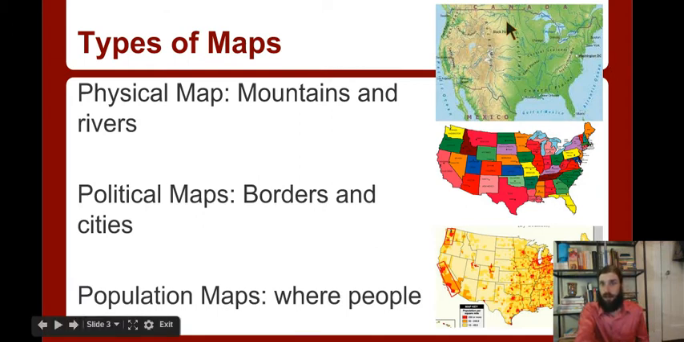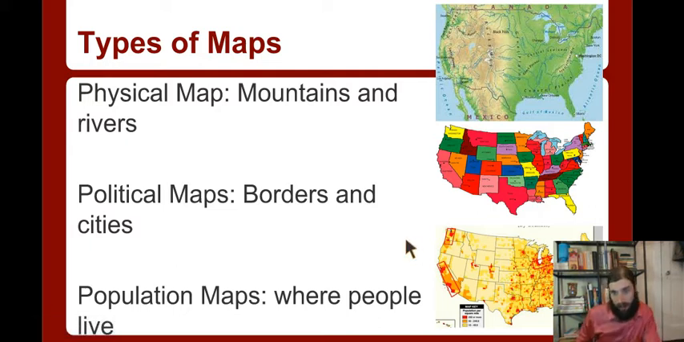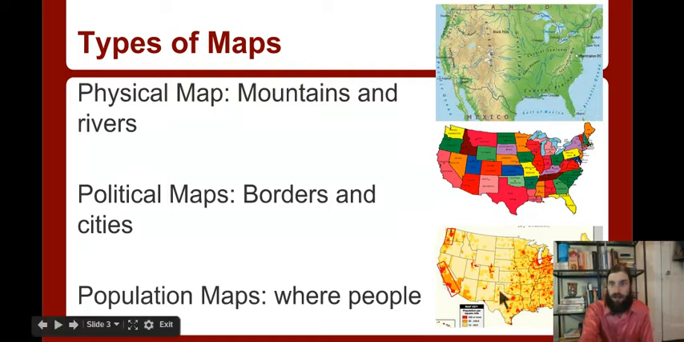Physical maps show us rivers and mountains. Political maps show us borders and cities. And population maps show us where people live. In this map, we see the darker areas show us where more people live. More people live on the coast, the East Coast and the West Coast. Not so much in this area, okay?